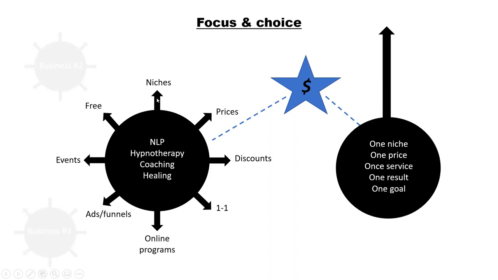And each day, with 1 hour, 1 hour each day of these things, they're putting their attention into multiple niches, different prices, different discounts, one-on-one. They have online programs, doing ads and funnels. They're going to events. They're giving away free things and pro bono. But let's say your goal is to make a certain amount of money per month. That's what this star represents, which is your monthly income. But this therapist and this coach chooses to put their time, 1 hour of their time, into 8 different projects every single day. Thus, they're only making 1 inch of progress in 8 different directions, in 8 different niches, 8 different prices, 8 different discounts, so on and so forth.